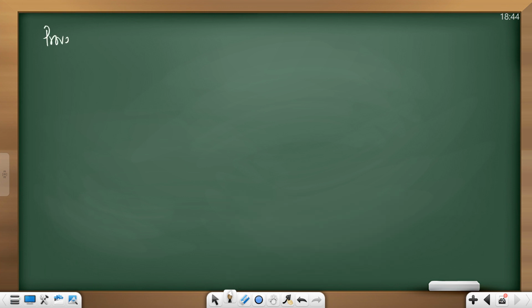Prove that sine 2x minus tan x over cos 2x is equal to tan x. I think it's 5 marks.